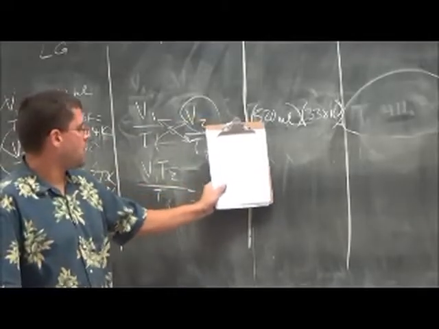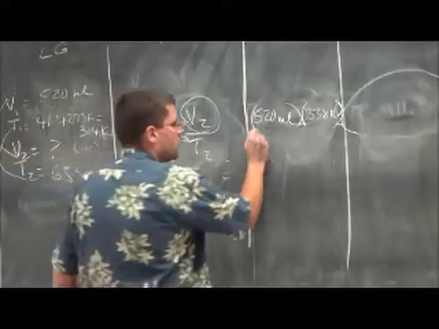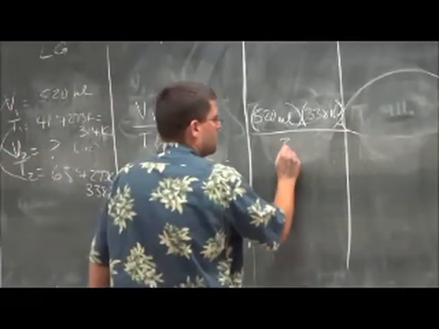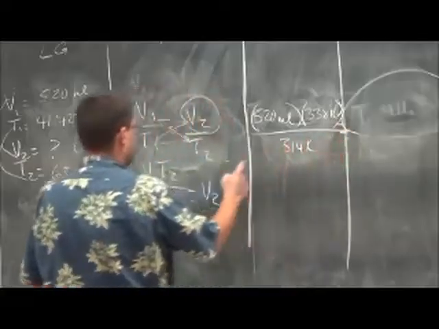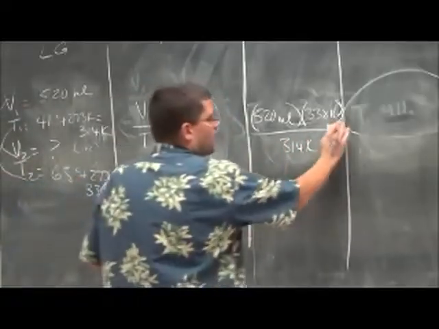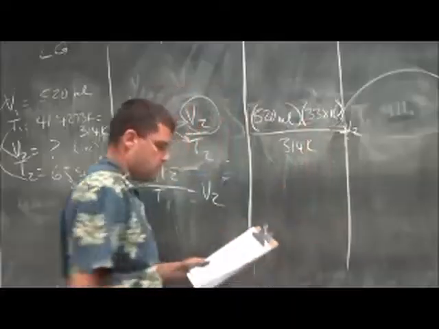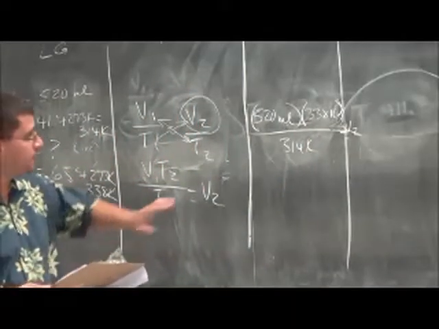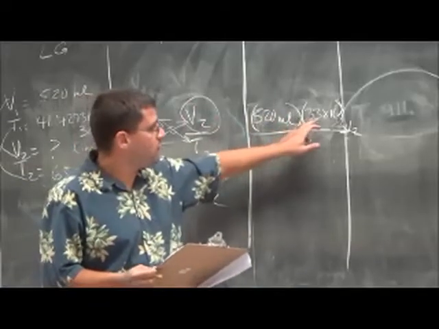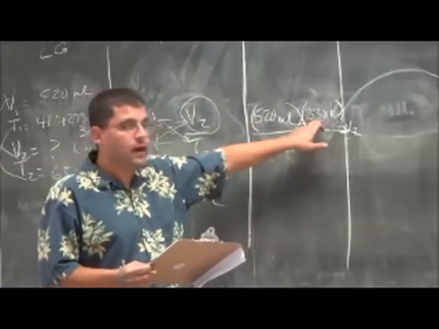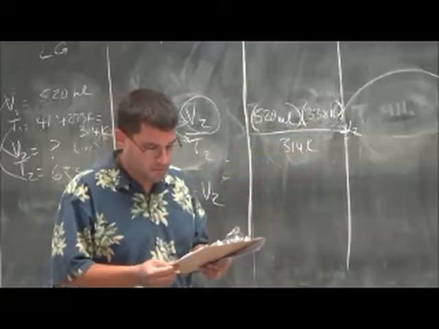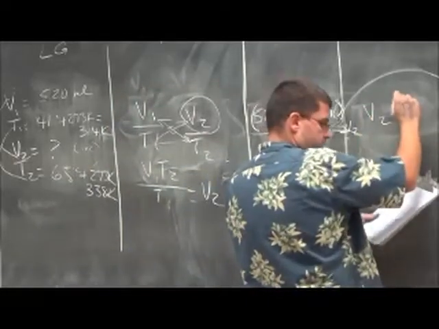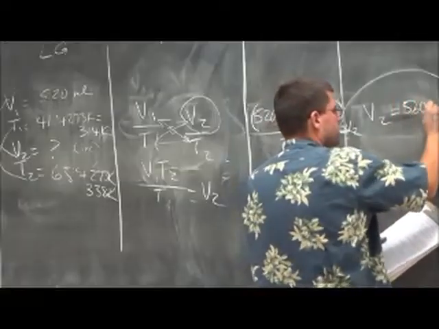So now we've got our V1 and T2 value divided by T1, 314 Kelvin. Equals, what is this? What are we solving for? V2. Okay, sorry, it's a little sloppy right there. And our final answer, if we take 520 times 338 divided by 314 Kelvin, we're looking at a volume, V2, of 560 milliliters.